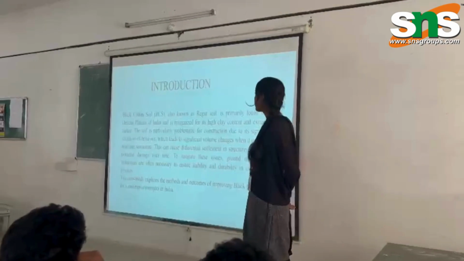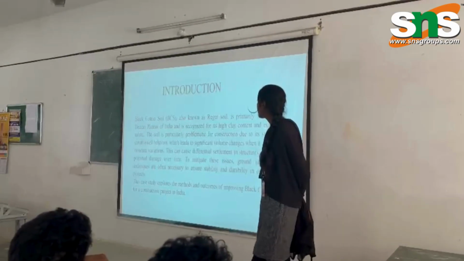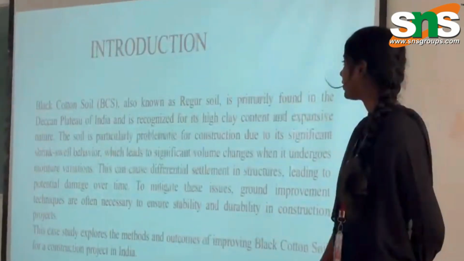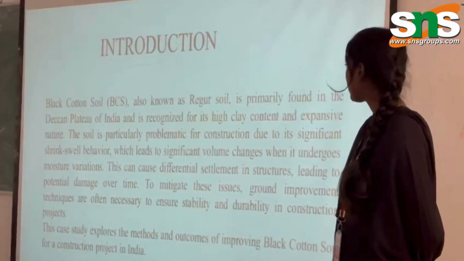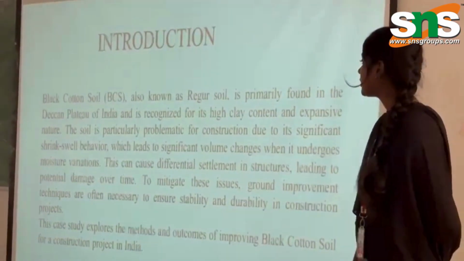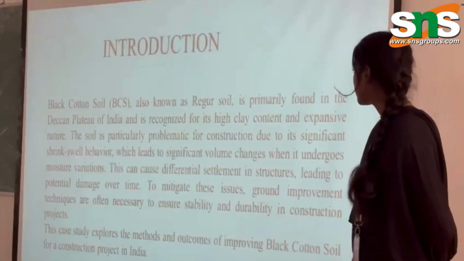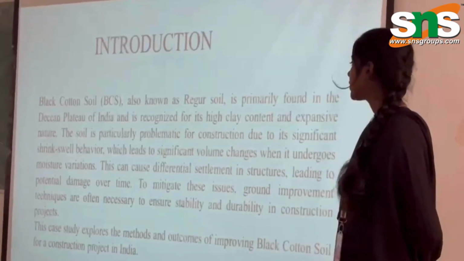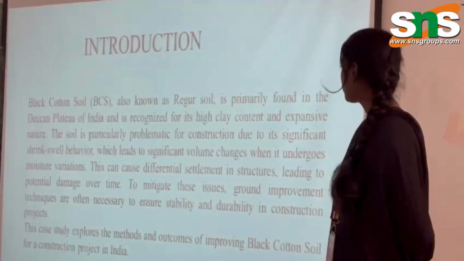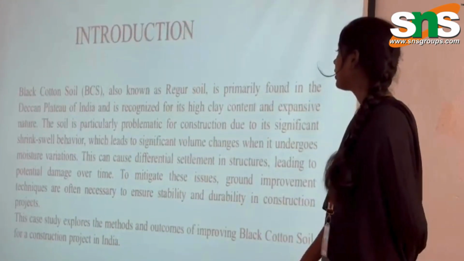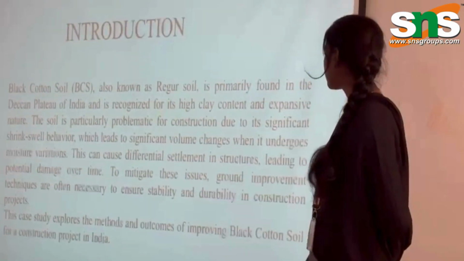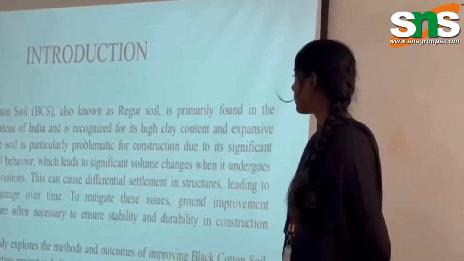Black cotton soil, introduction. Black cotton soil is also known as regur soil. It is primarily found in the Deccan Plateau of India and it is recognized for its high clay content and expansive nature. The soil is particularly problematic for construction due to its swelling and shrinkage behavior, which leads to significant volume change when it undergoes moisture variation. This can cause differential settlement in structures, leading to potential damage over time.